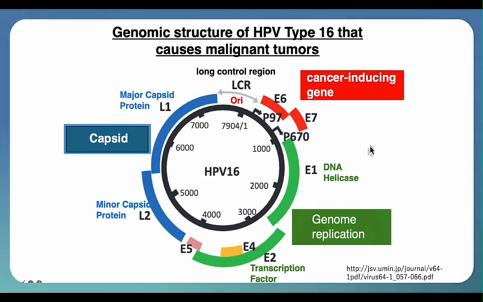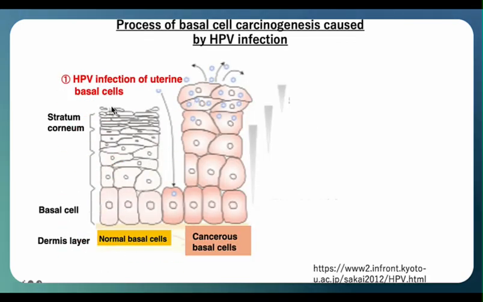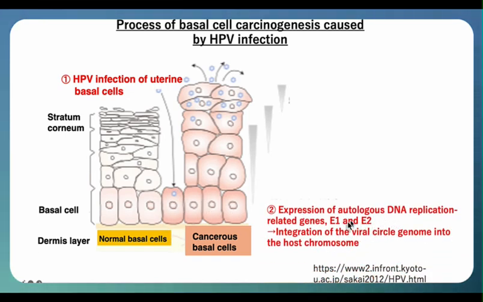Additionally, the E6 and E7 genes are known to be involved in causing cancer. The genome also contains an origin of replication, or a sequence for DNA replication. The human papillomavirus, HPV, infects the basal cells located beneath the stratum corneum and above the dermis layer through small wounds or abrasions. Once infection is established, it expresses the E1 and E2 genes related to self-genome DNA replication, increasing the number of its circular genomes and eventually integrating them into the host chromosome.